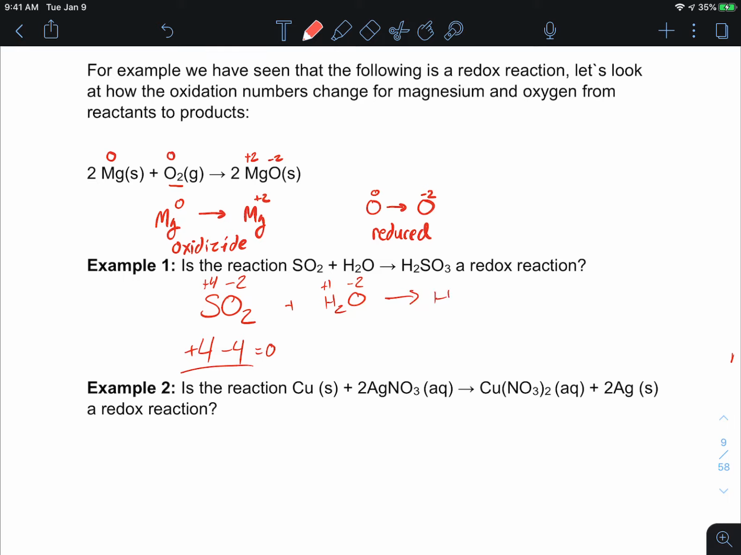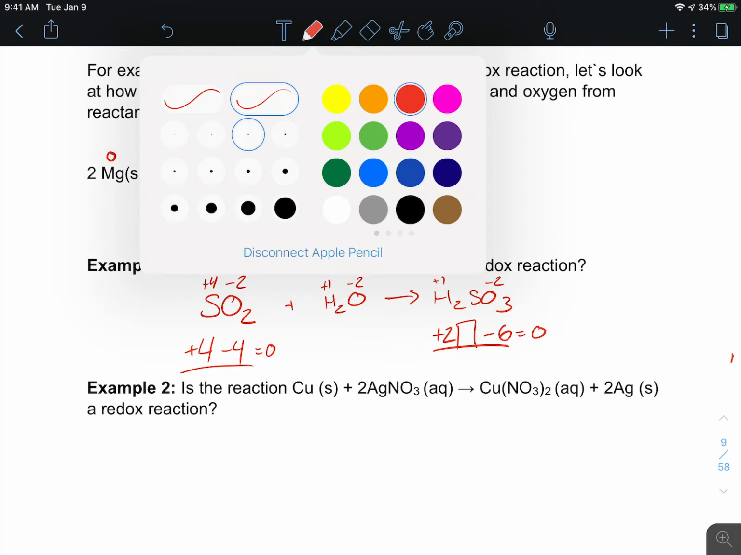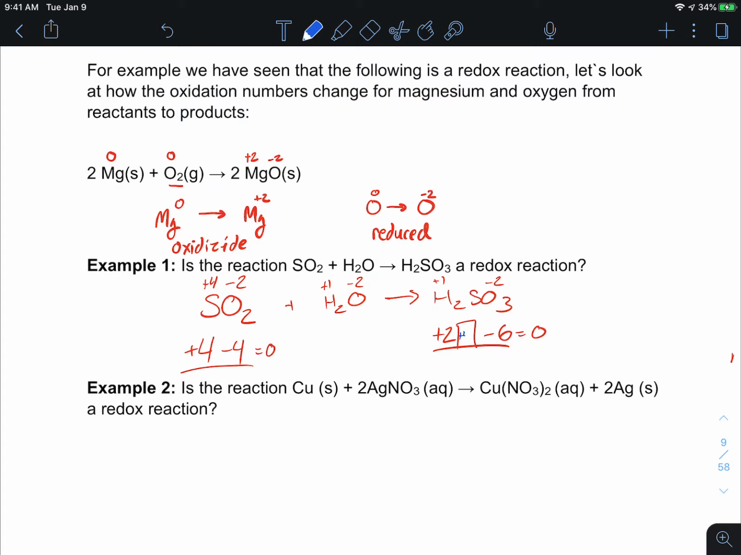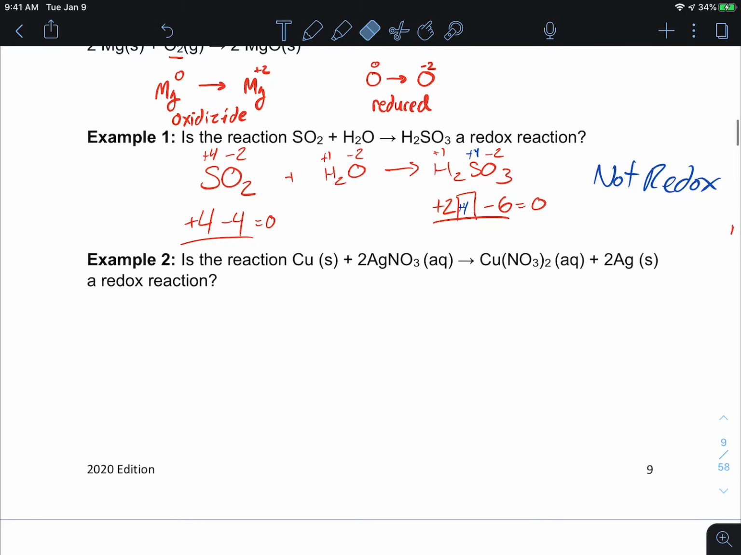And then the products here, H2SO3. Hydrogen always has a +1, oxygen always has a -2, so let's just check the sulfur. We have 2 hydrogens, so that's a total of +2. We have 3 oxygens, so that's a total of -6. So what does sulfur have to be in order for this to add up to 0? Well, sulfur has to be +4. And so we can see that the sulfur went from +4 to +4. This is not redox, or no redox. I like no better. Let's check out the next one.